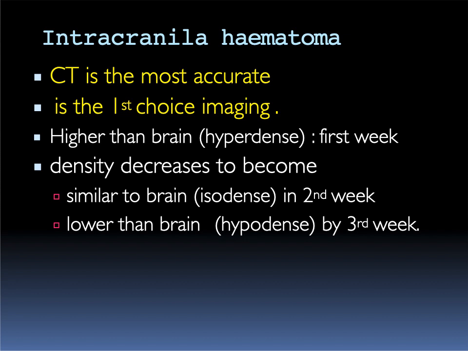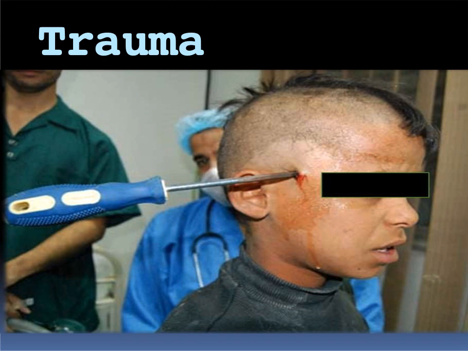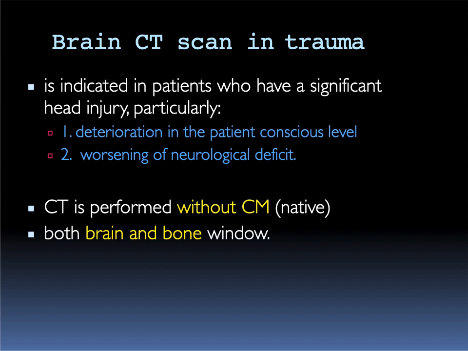For intracranial hematoma, CT is more accurate and is the first choice of imaging. In the first week it is hyperdense, over time in the second week it decreases and becomes isodense, and in the third week it becomes hypodense. This is a basal ganglia hemorrhage, acute hemorrhage. This is trauma, for example. So the first line is CT.